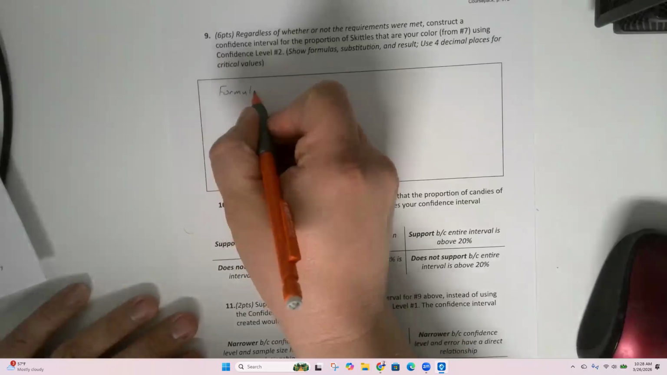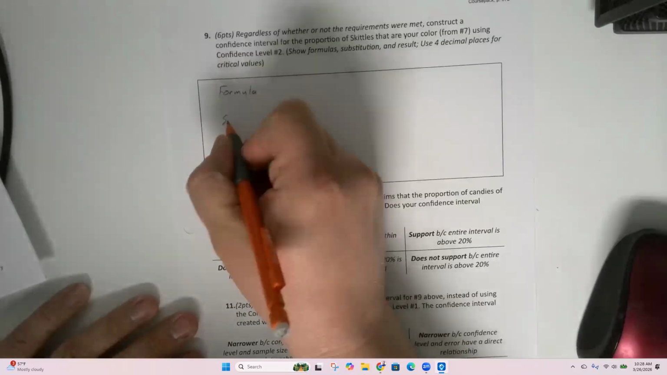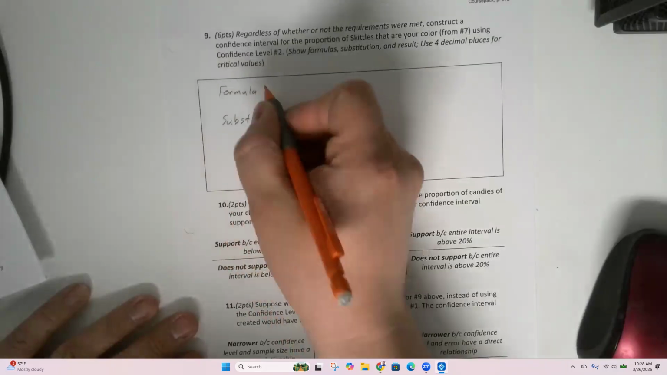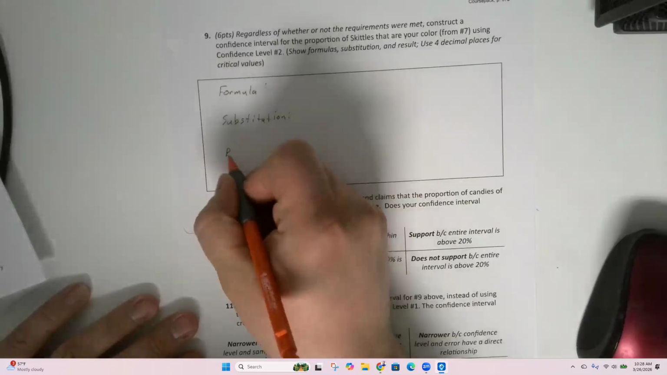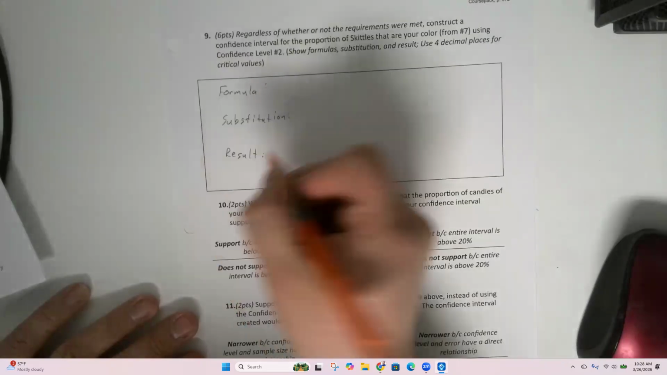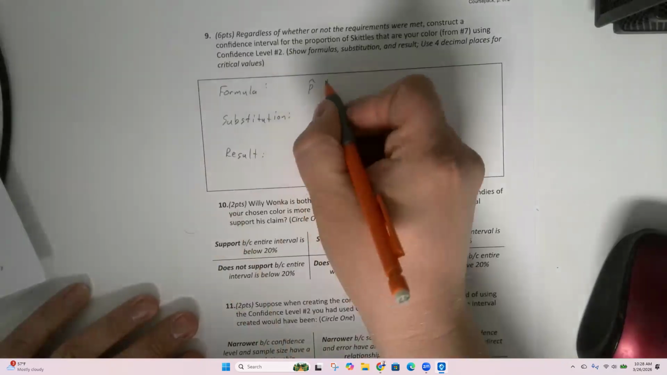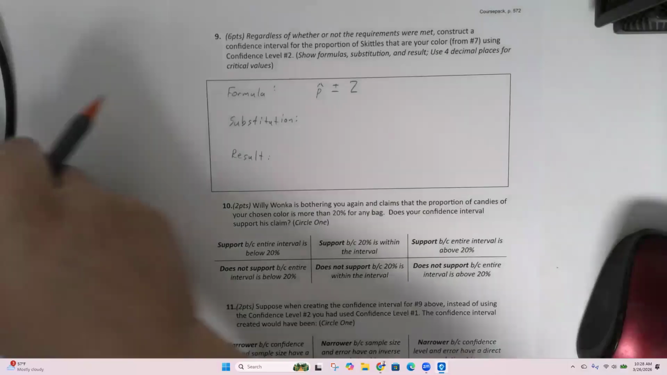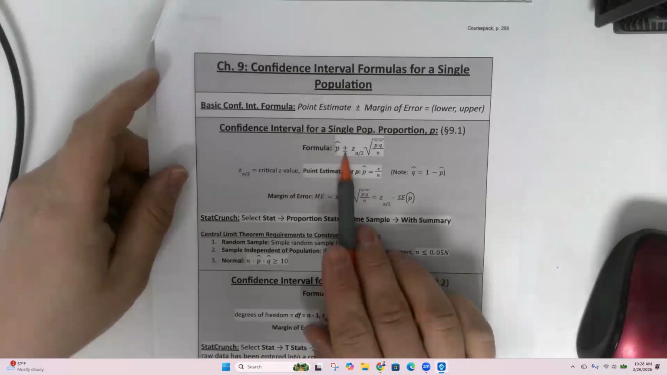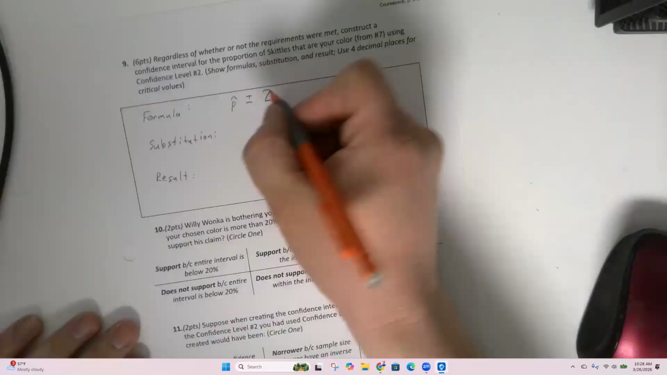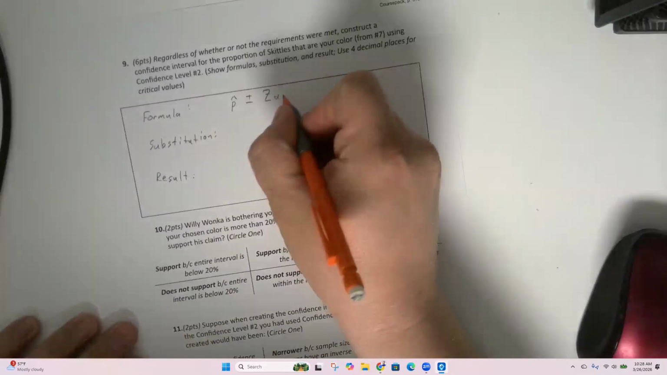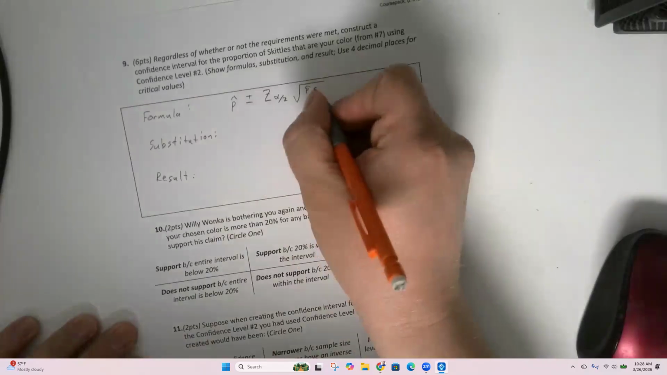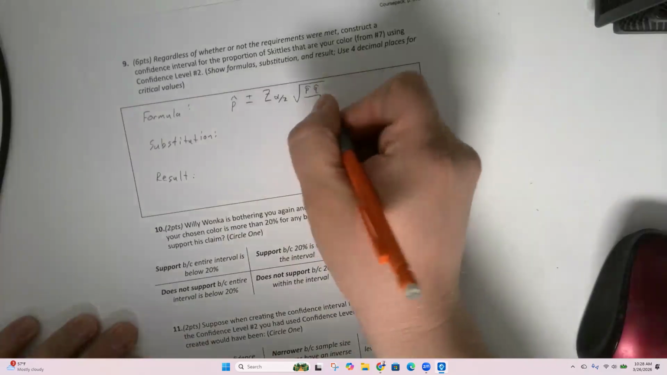Formula, substitution, and result. All right, our formula is still the same. It's on page 259. It's p hat plus or minus z alpha over 2 times the square root of p hat q hat over n.